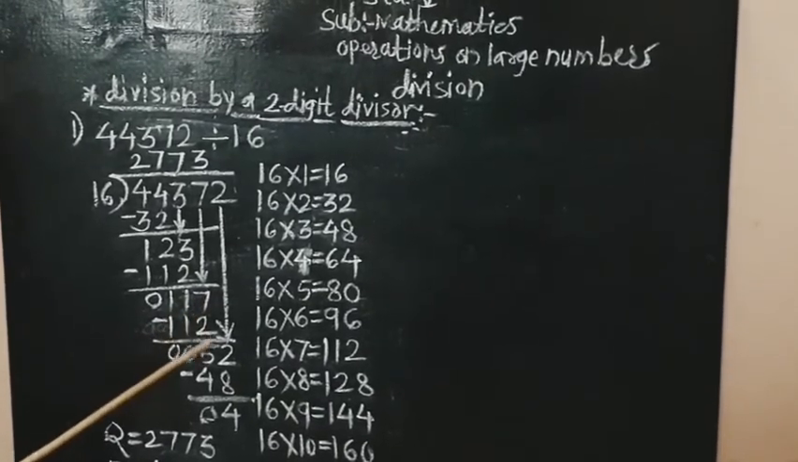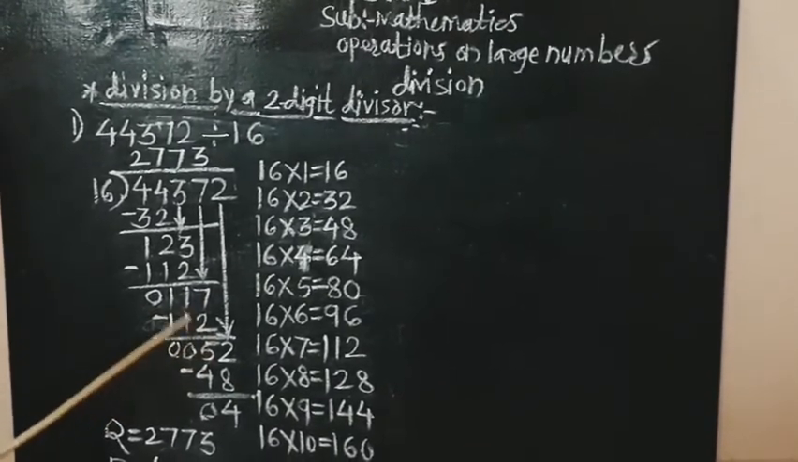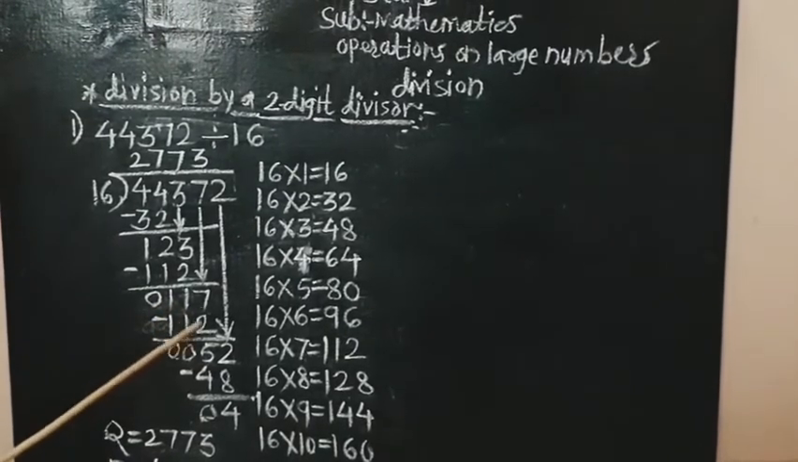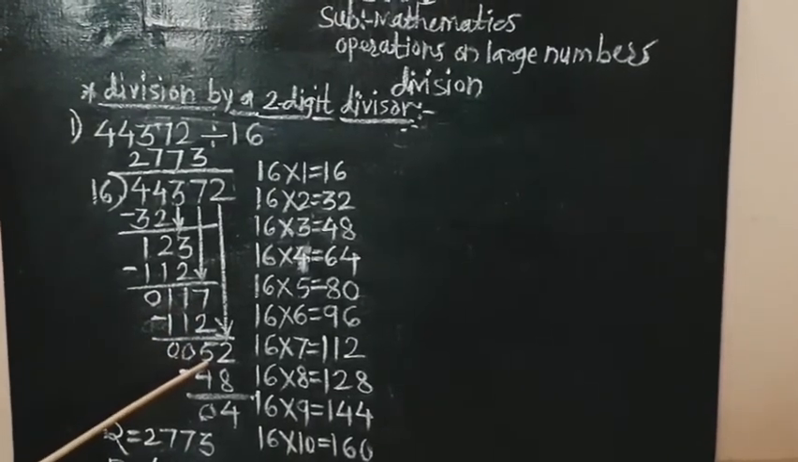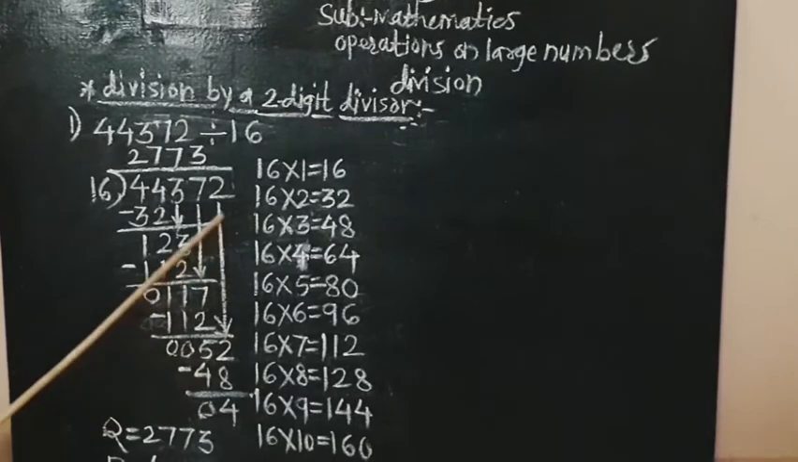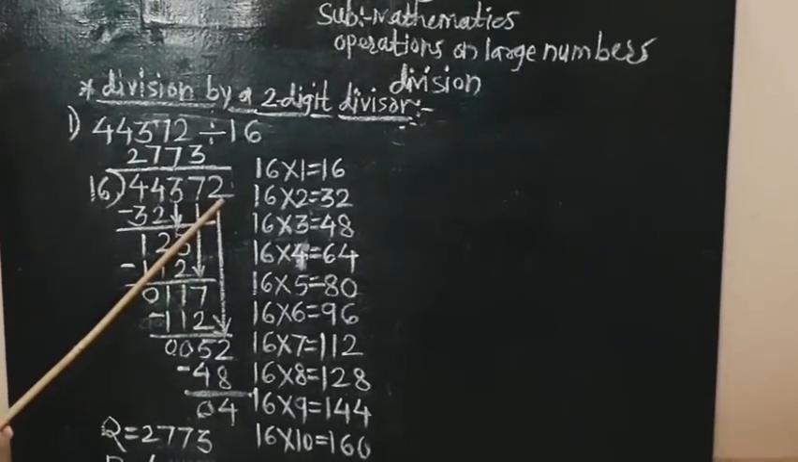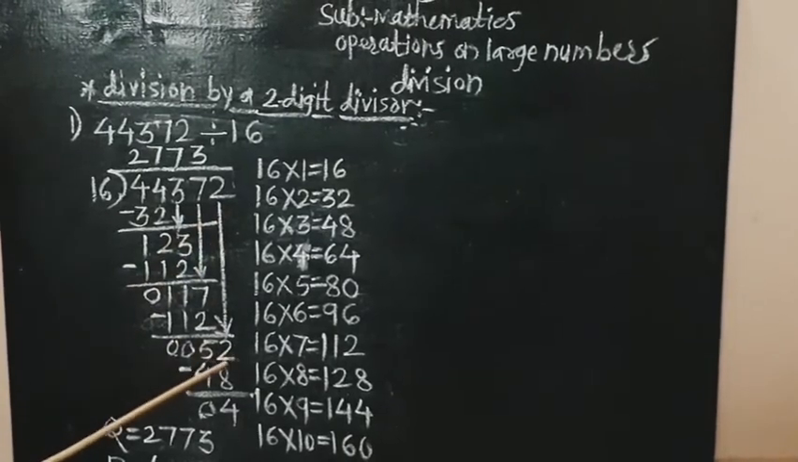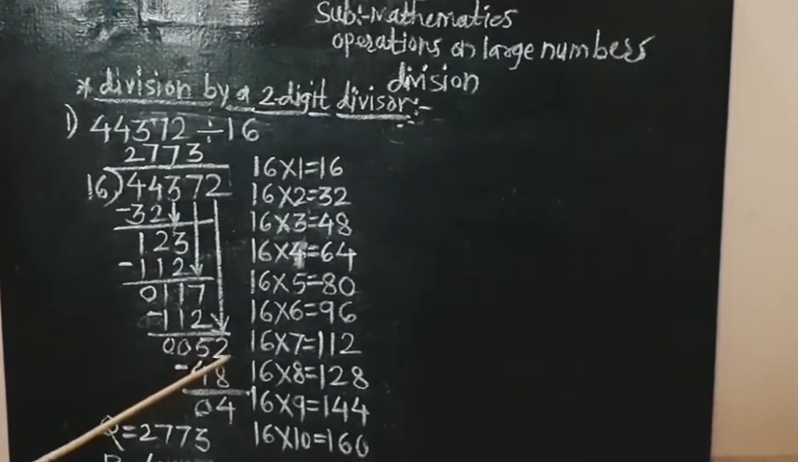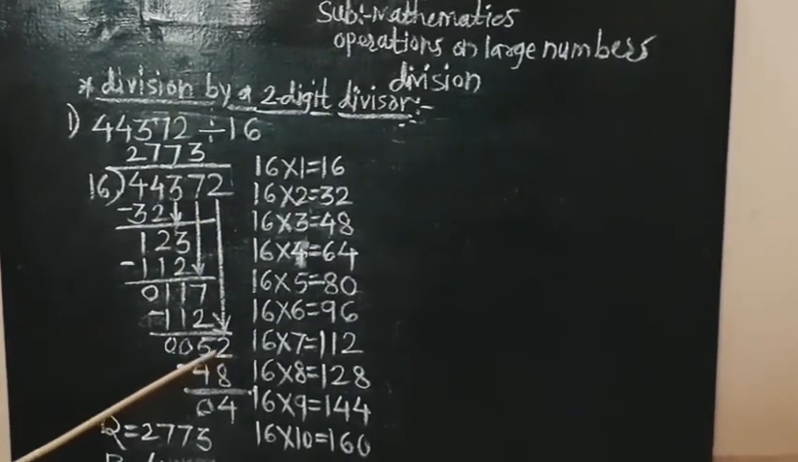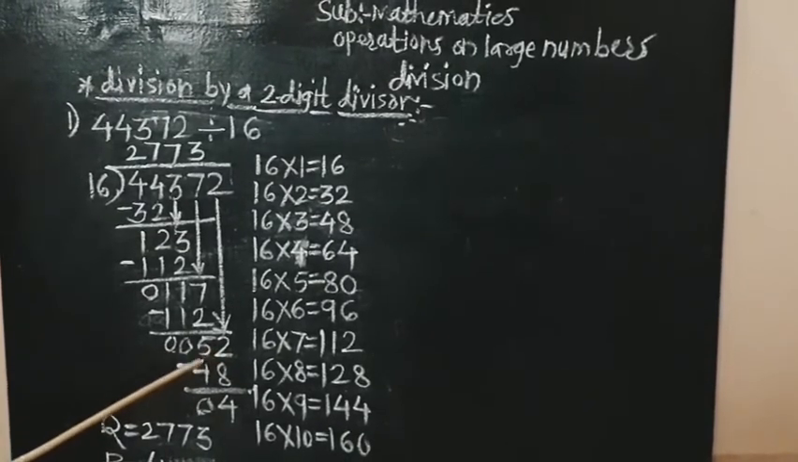So 7 minus 2 is equal to 5. Here also 1 minus 1 is 0, 1 minus 1 is 0. So what is the remainder here? 5. What is the next step? Again you bring down the next number. This is the next number and also the last number. So I bring down 2 here, and the new number is 52. What is the next step?